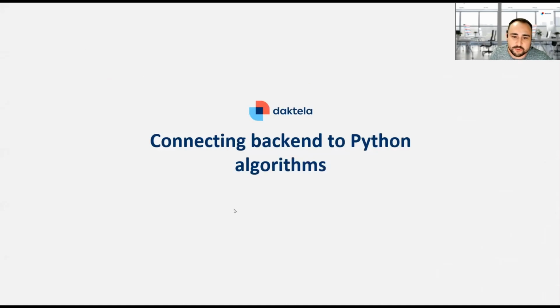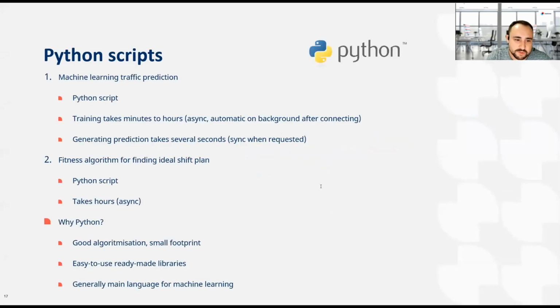Second subpart: how do we connect the backend to Python algorithms? Because we have, as I said, at least two algorithms that are pretty complex and written in Python, and we need to somehow make Python and the backend work together. For the Python scripts, there are two of them.